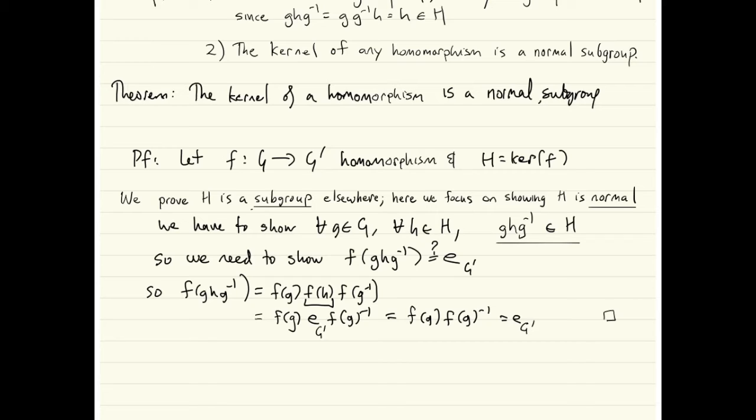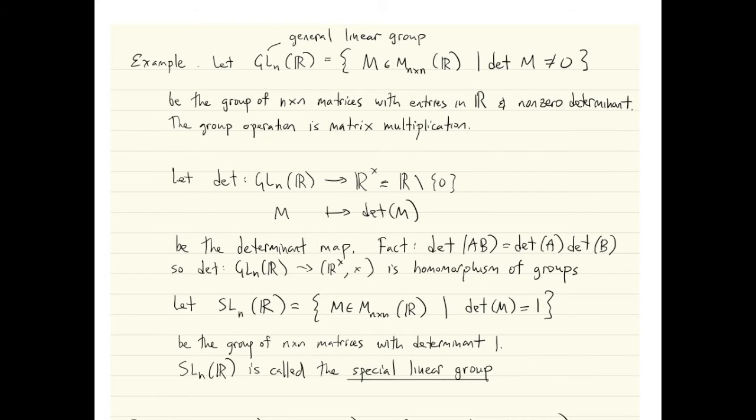And we'll see that every normal subgroup arises in this manner as the kernel of some homomorphism. Let's use the theorem we just proved, that the kernel of any group homomorphism is a normal subgroup, to cook up some more examples of normal subgroups.